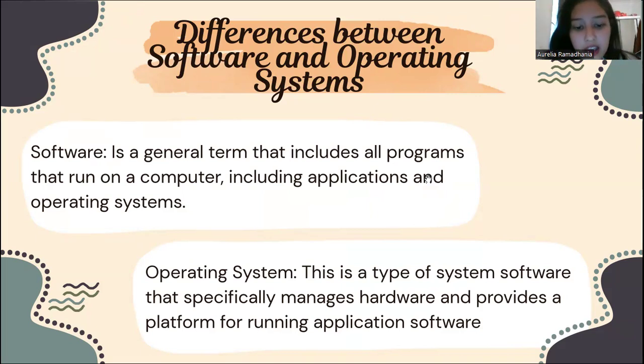For operating system, this is a type of system software that specifically manages hardware and provides a platform for running application software. For the example of difference, application software such as Microsoft Word is used for word processing, while Windows is the operating system that manages all application and hardware.